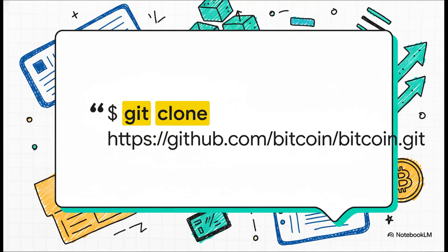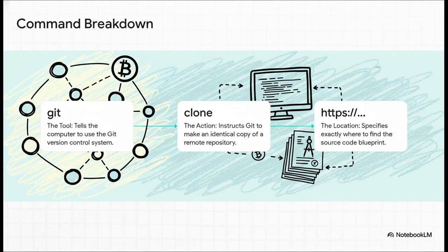And here it is. This one line is the magic key. It tells your computer to use that Git tool to clone, which is just a fancy word for making an identical local copy of, the official Bitcoin source code, which lives at that specific web address on GitHub. And see how it's not just some random string of characters? It's a really clear instruction, made up of 3 parts. You're telling the computer exactly which tool to use, Git, exactly what action to take, clone, and exactly where to go find the files. Simple as that.